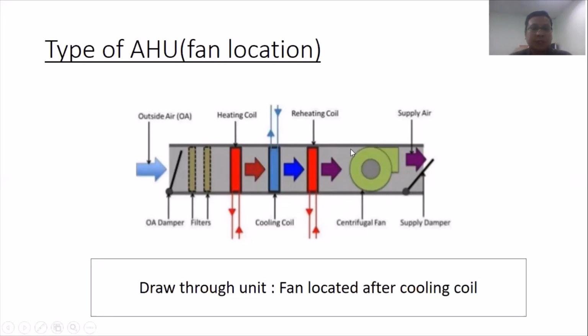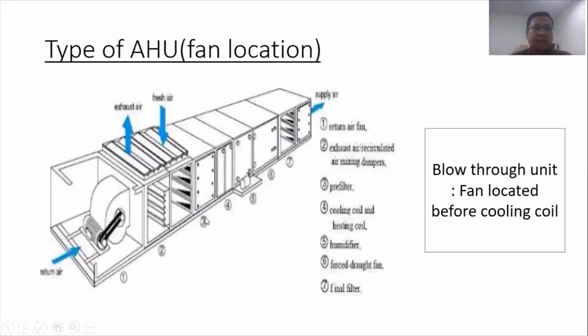So in this one, the fan location is at the end of the supply air. And then another type is blow-through, from the initial inside of the AHU system. Just now, the fan location was at the end of the AHU system.